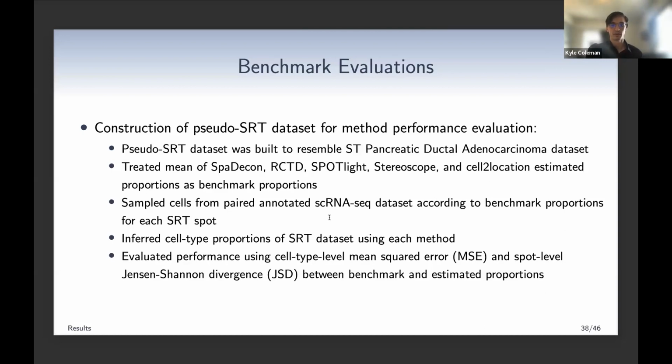We then inferred cell type proportions of the SRT dataset using each method and evaluated model performance using cell type level mean squared error and spot level Jensen-Shannon divergence between the benchmark and the estimated proportions. And Jensen-Shannon divergence is just a distance metric that is based off of the Kullback-Leibler divergence.